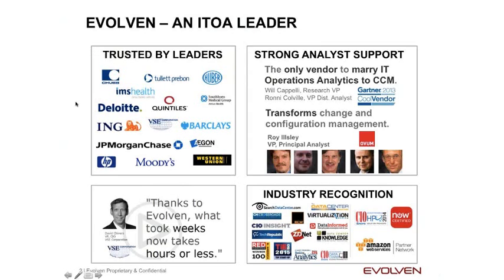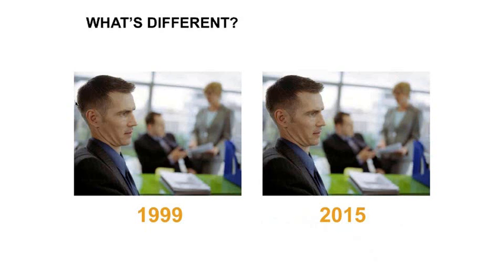So first and foremost, I want to give a quick background on Evolvin the company. The big message here is that we're trusted by a lot of our customers. We have a lot of analyst and industry support. And really what we are striving to do is help customers make better sense of their change data and be more efficient about solving problems and resolving incidents earlier, and honestly, be proactive about issues that could be happening so that we can solve those things before they become incidents.